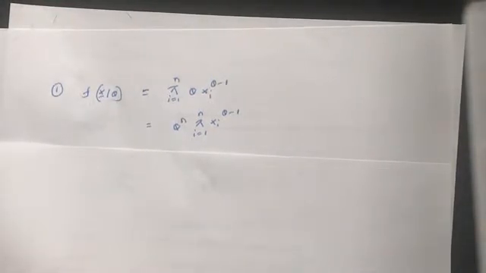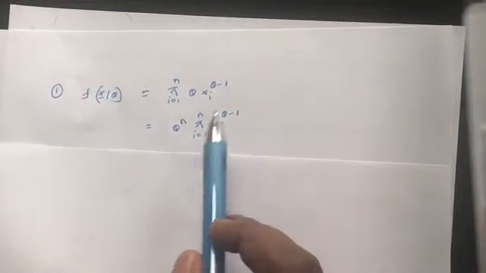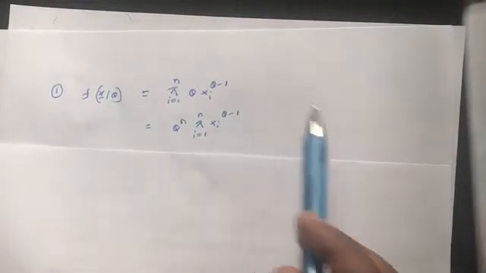So the first step is that I need to find the likelihood function of this random variable. That means I have to simply take the product of the probability density functions of this random variable. Since there are n observations, I need to take the product of these probability density functions.